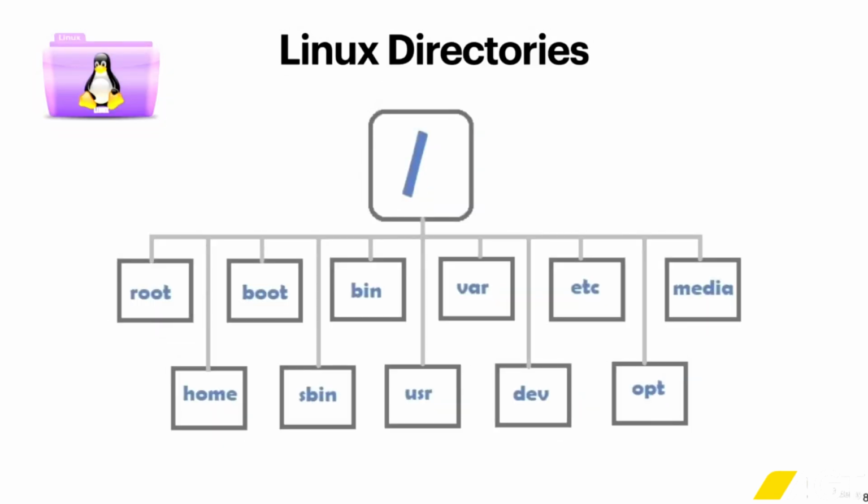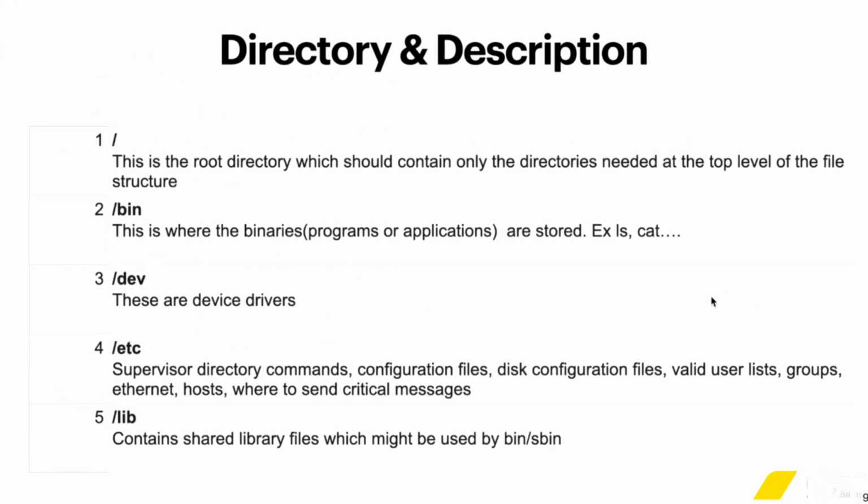Linux follows the file system hierarchy standard. Here we have the main root directory, and all the other directories are inside of it, like home, boot, sbin, bin, usr, var, dev, etc, opt, media. Depending on the distribution you are using, there might be some other folders also, like cdrom or run.